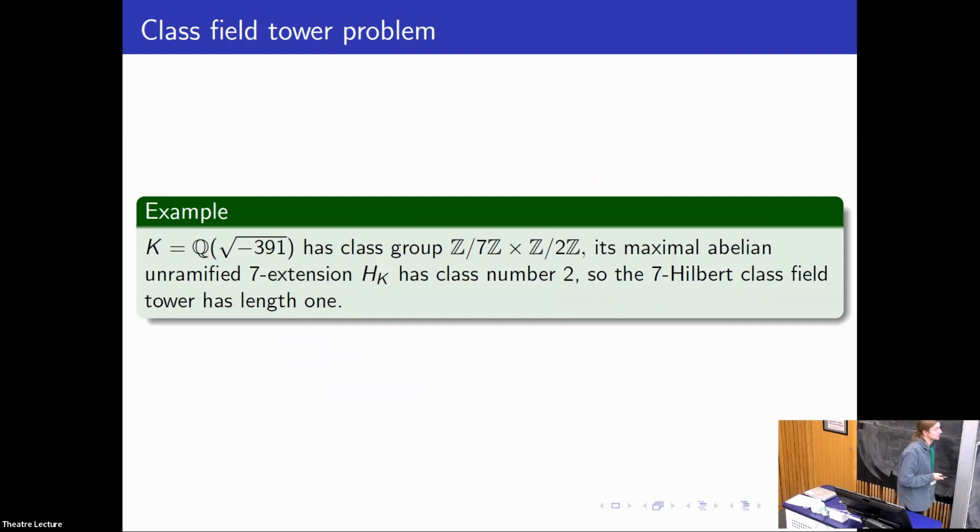So some examples of this. If we take K to be Q adjoin the square root of minus 391, this will have class group Z/7 times Z/2. And if I take the maximal unramified 7 extension, I'll get something of class number 2. Then I can't continue. So the Hilbert class field stabilizes after one step. There's no unramified 7 extensions of HK because the class number encodes the unramified abelian extensions.